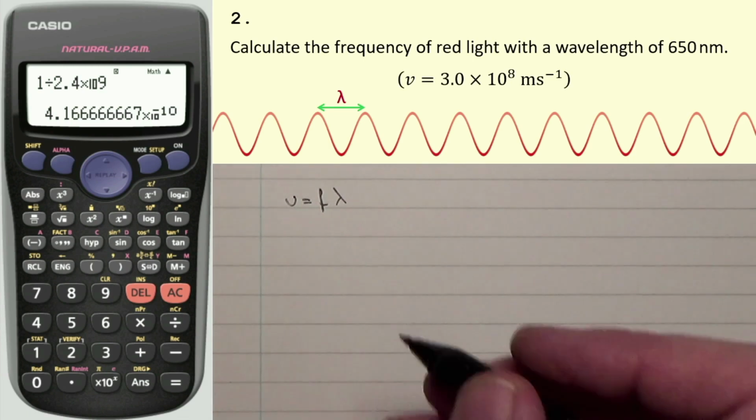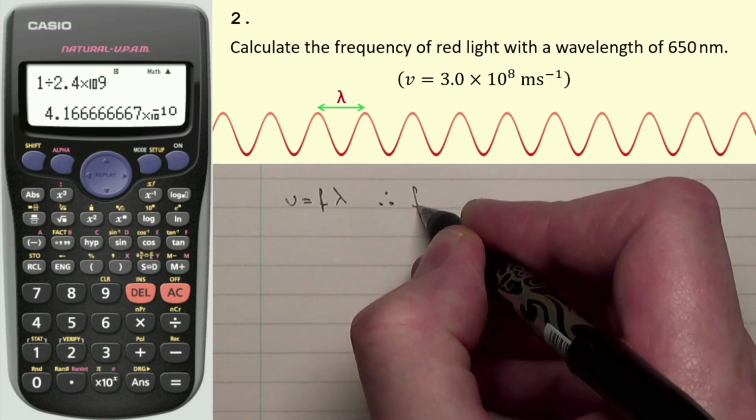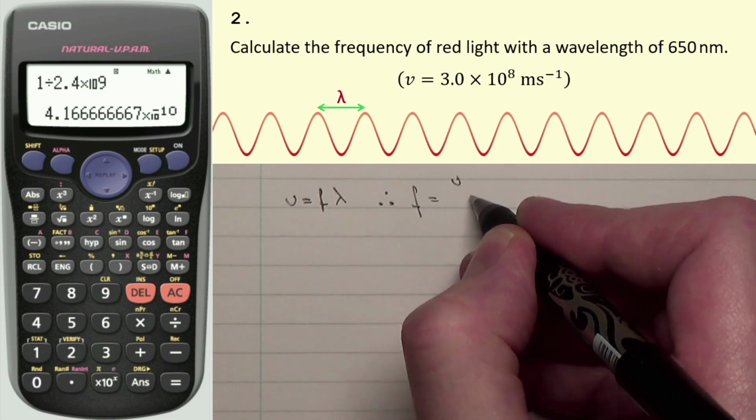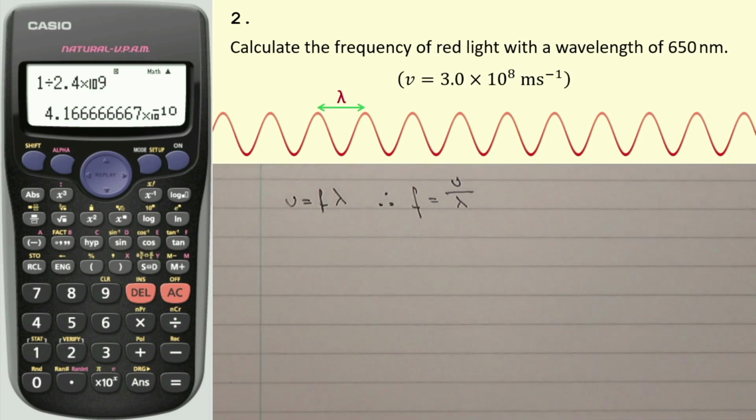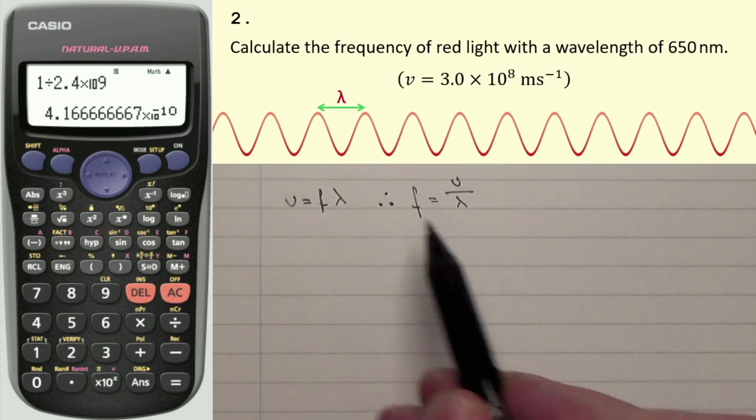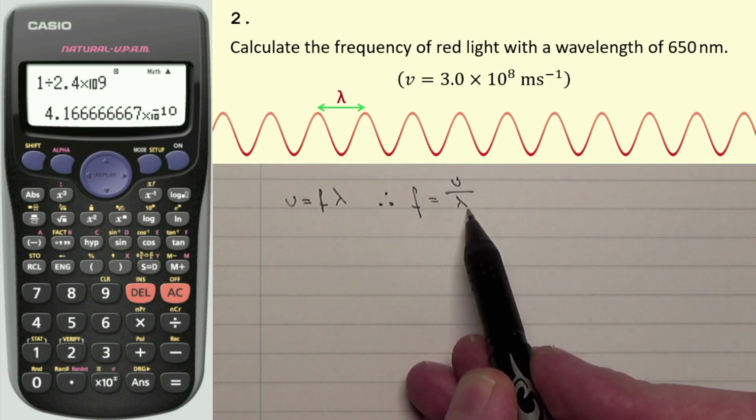And then I can rearrange that one to give me frequency is equal to V over lambda. Now, if you don't know what these three dots mean, that just means therefore. So if V is equal to F lambda, then F is equal to V over lambda.